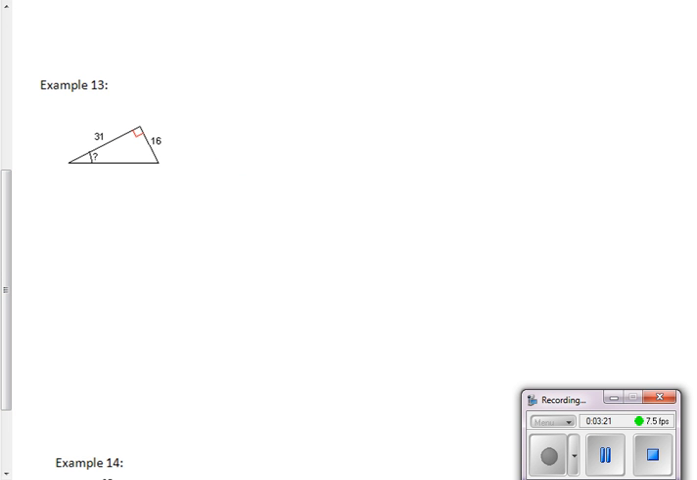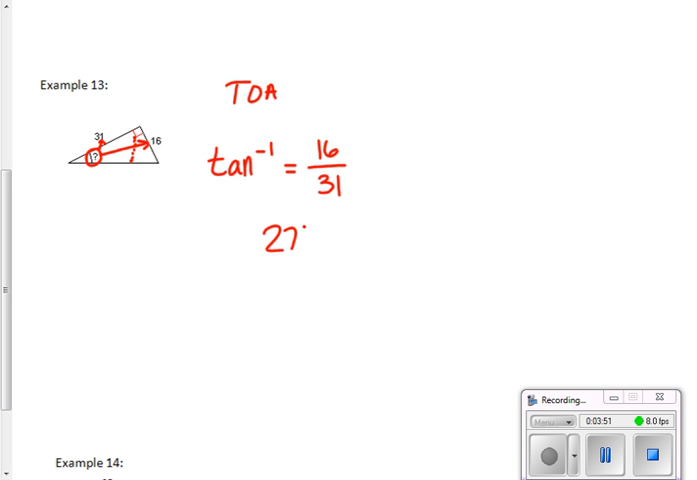Example 13, here's the angle that we need to know. What we know is opposite, and we also know what is adjacent, because the side across from the right angle would be the hypotenuse. So we know opposite and adjacent, therefore we're going to use tangent. To find that interior angle, we'll use the inverse of tangent, opposite over adjacent. Hit equals on our calculator, and we'll round to the nearest degree, which would be 27 degrees.